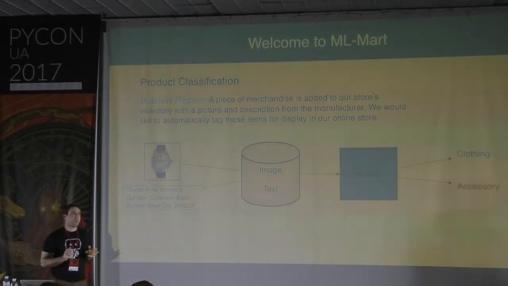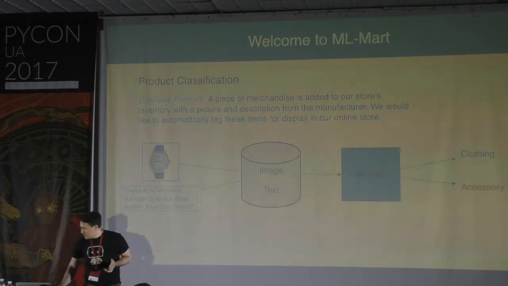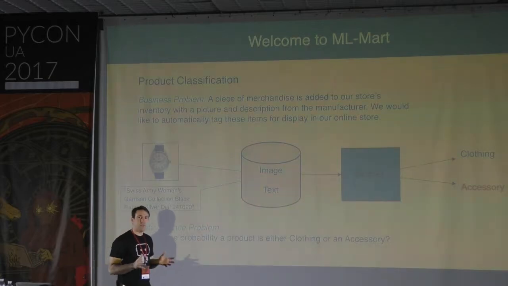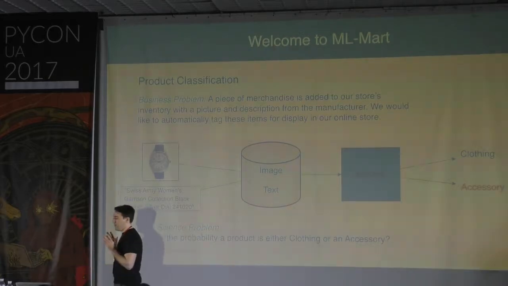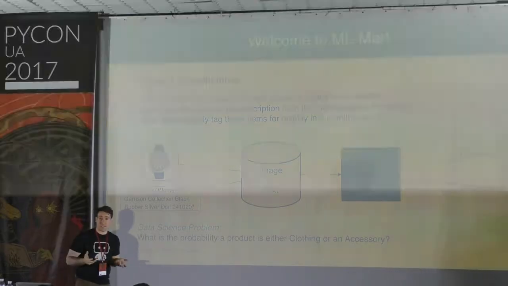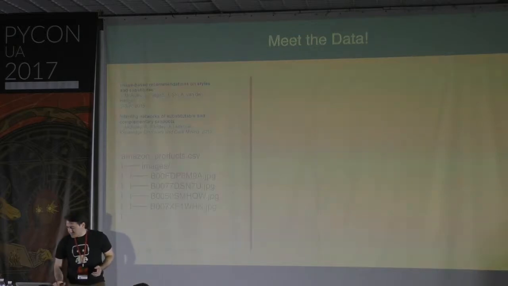Even that is still a little too high level for a model to build. So the most basic, one-line example of what we're going to do is come up with a way to give a probability to a product of being either clothing or an accessory, using what we have, which is the images and the text available.